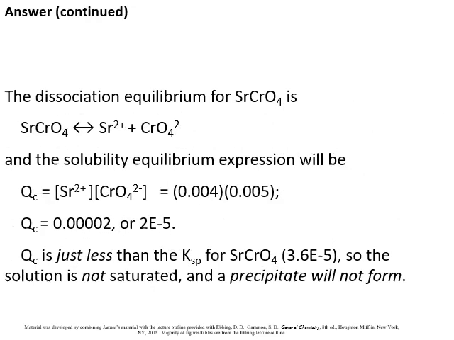Next slide. And when we do that, we get 0.00002, or 2 times 10 to the -5th for Q. The K value, which was a couple of slides previous, was 3.6 times 10 to the -5th. The Q here is 2 times 10 to the -5th. So the 2 is just a little bit less than 3.6. So that means that we still have not reached the saturation point. So a precipitate will not form. We could actually add a little bit more of the strontium chromate. Next slide.